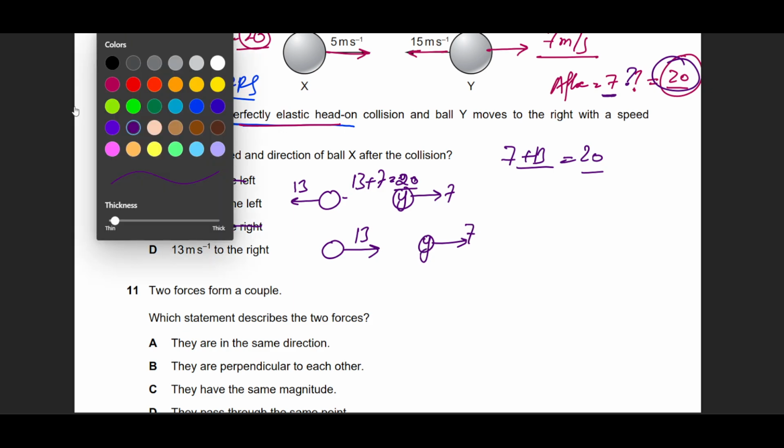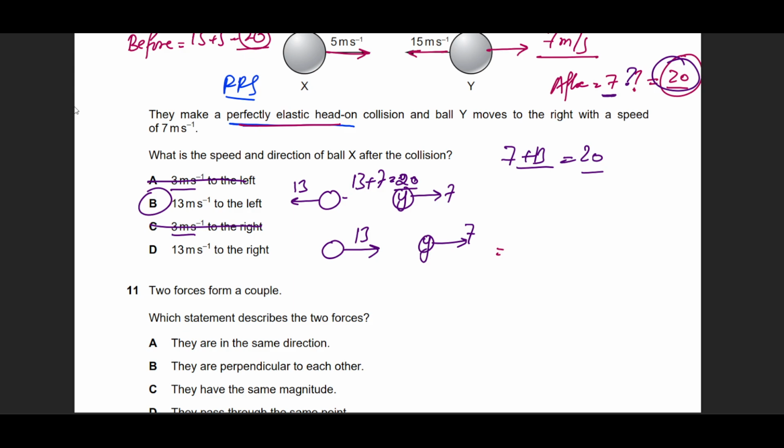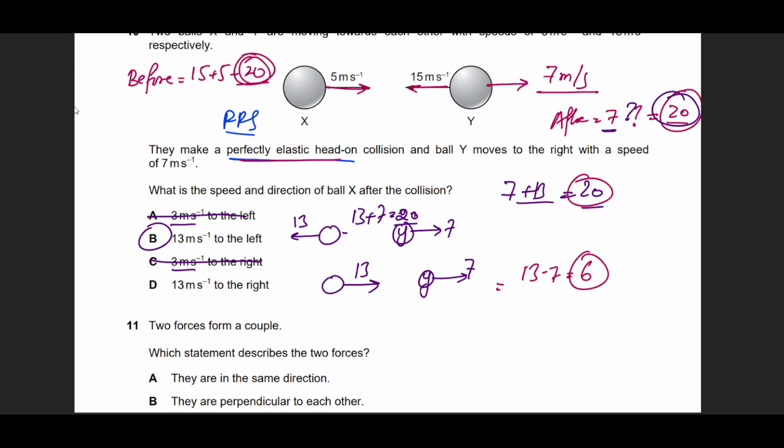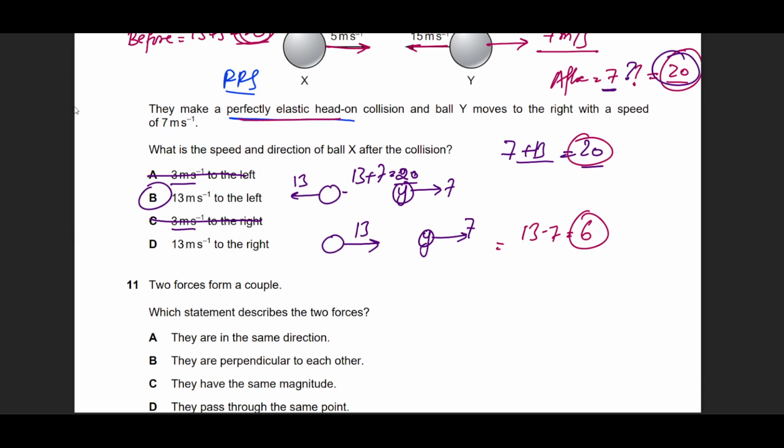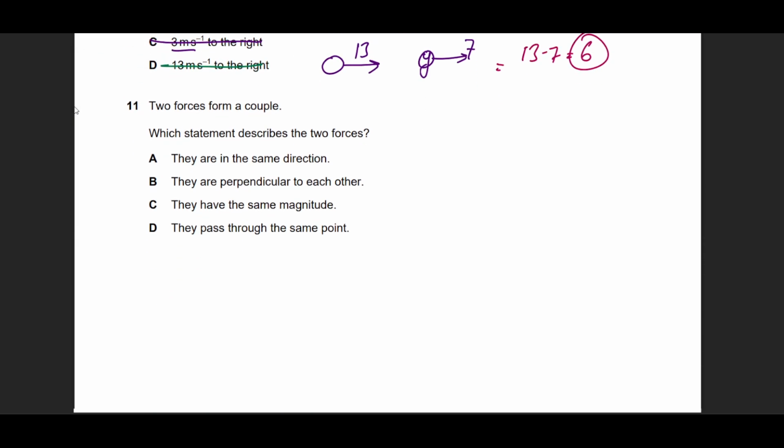Since they're moving in the same direction, I'll have to simply subtract their speeds. So 13 minus 7 gives me 6. Is that equal to 20, the relative speed before the collision? No, it's not. So this is not my answer. It would have been B.